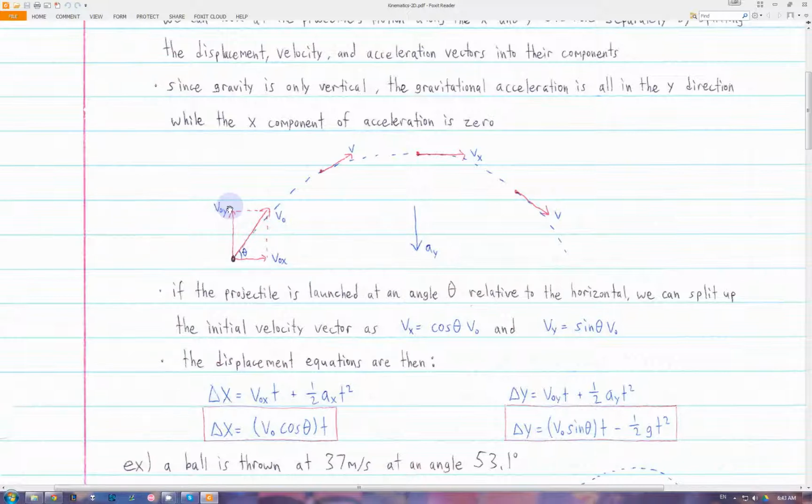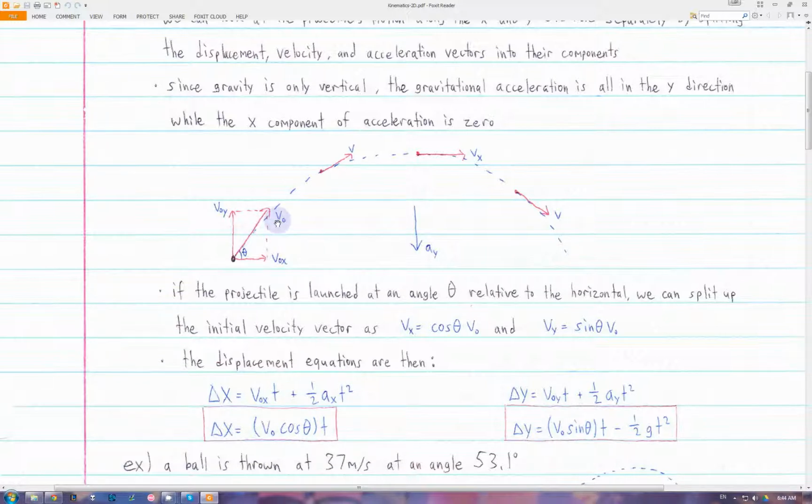And so we can do that if we know the angle that the projectile is launched at, relative to the ground. So if we launch the projectile with an initial velocity v0 and at an angle theta, then we can write that the x component of this initial velocity is cosine theta times v0, because cosine theta is just adjacent over hypotenuse, which is v0x divided by v0. So if we multiply cosine of theta by v0, we just get v0x, the x component of the initial velocity.